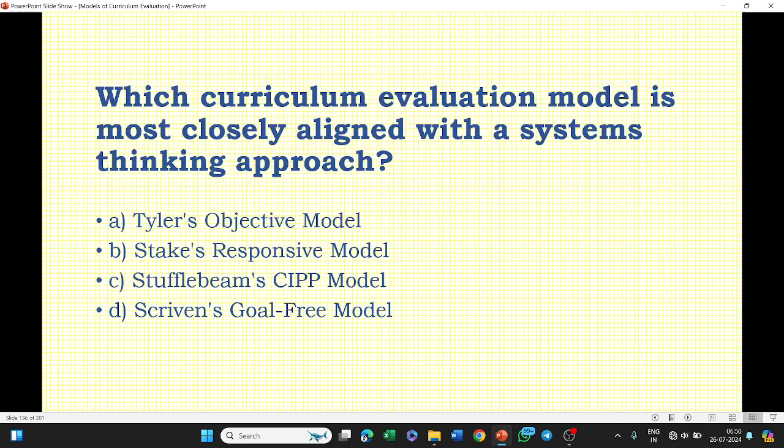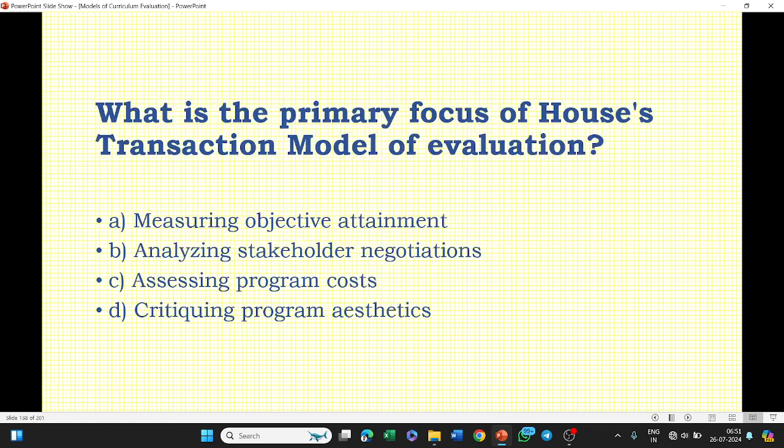Which curriculum evaluation model is most likely aligned with a systems thinking approach? Options: Taylor's objective model, Stake's responsive model, Stufflebeam's CIPP model, Scriven's goal-free model. Answer of this question is option C, that is Stufflebeam's CIPP model.